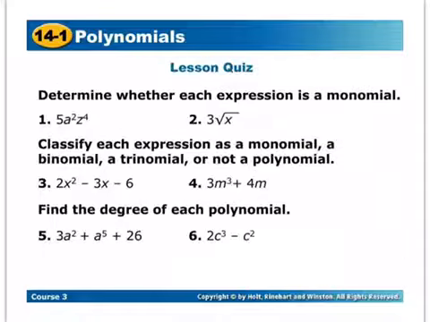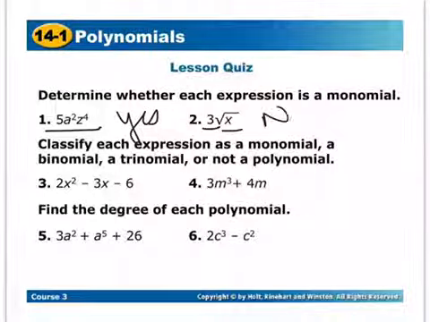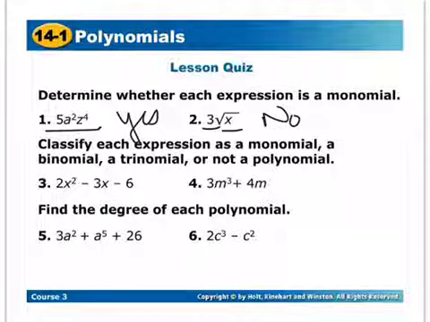So let's finish this up by reviewing what we did over the lesson today. Number 1 and 2 say determine whether the expression is a monomial. For this one, we've got a whole number. We've got variables with positive exponents. So this is, yes, a monomial. Number 2, 3 square root of x. Well, the 3 is good, but we can't have a variable under the radical. So this is no, it's not a monomial.